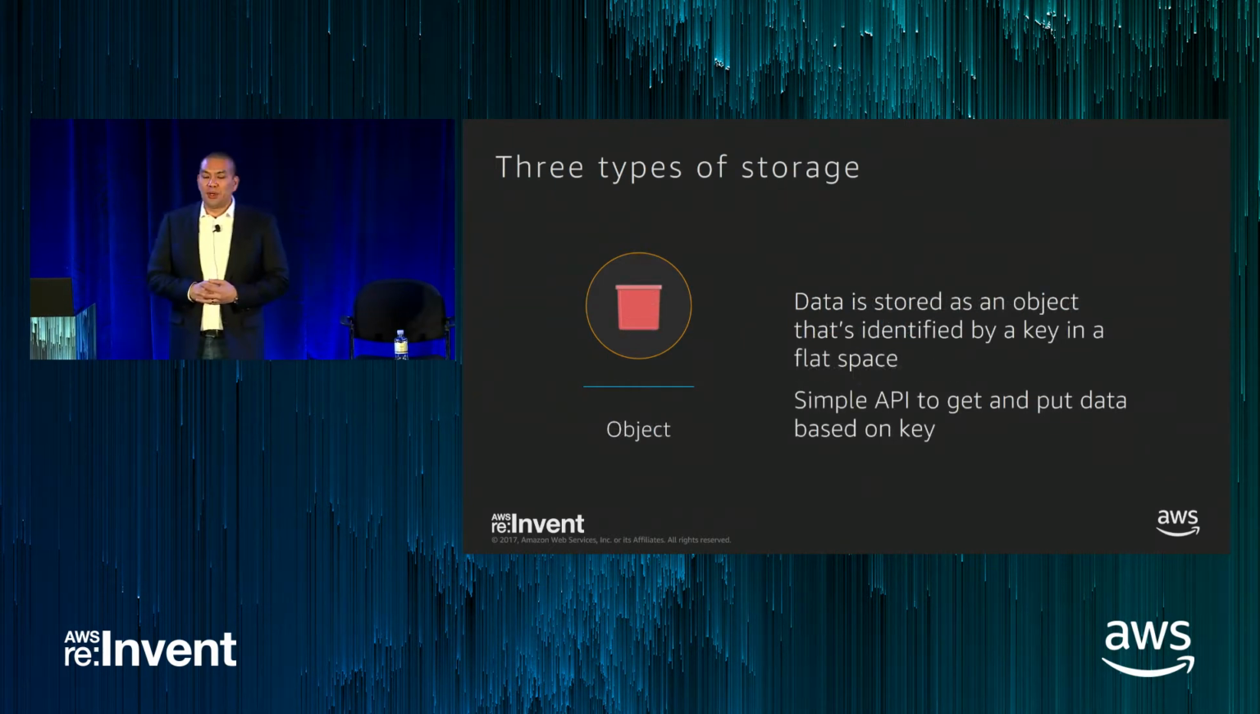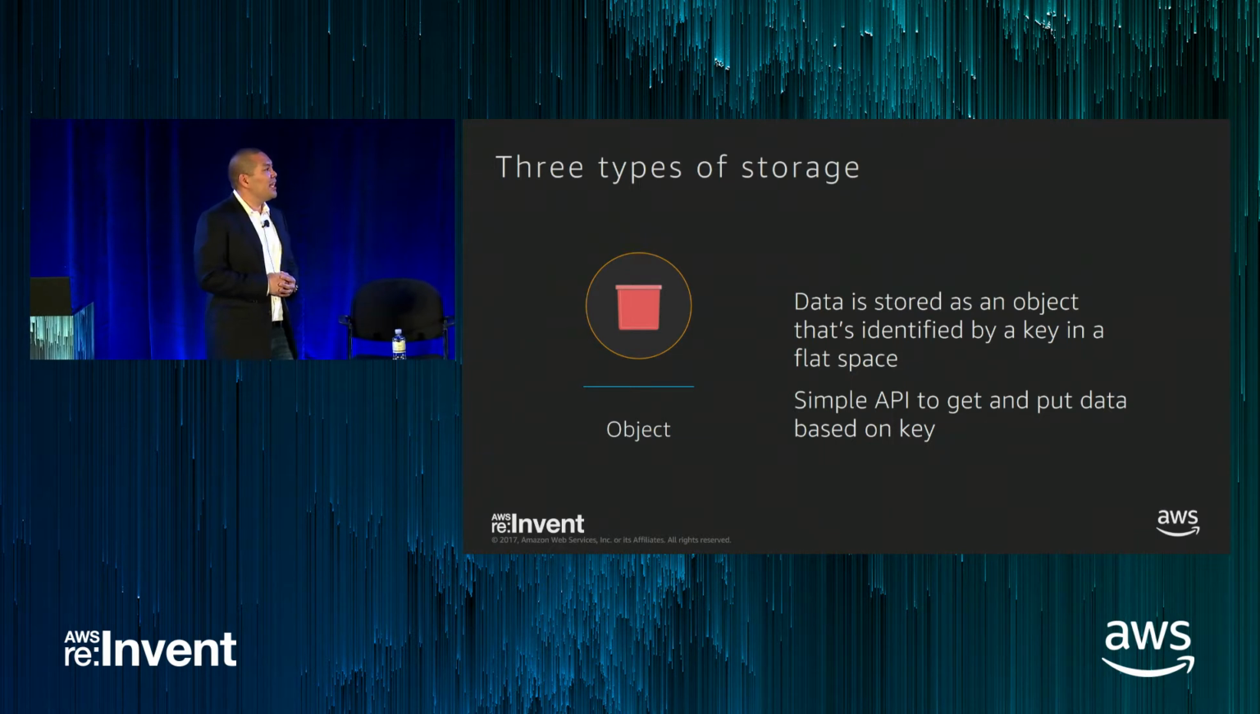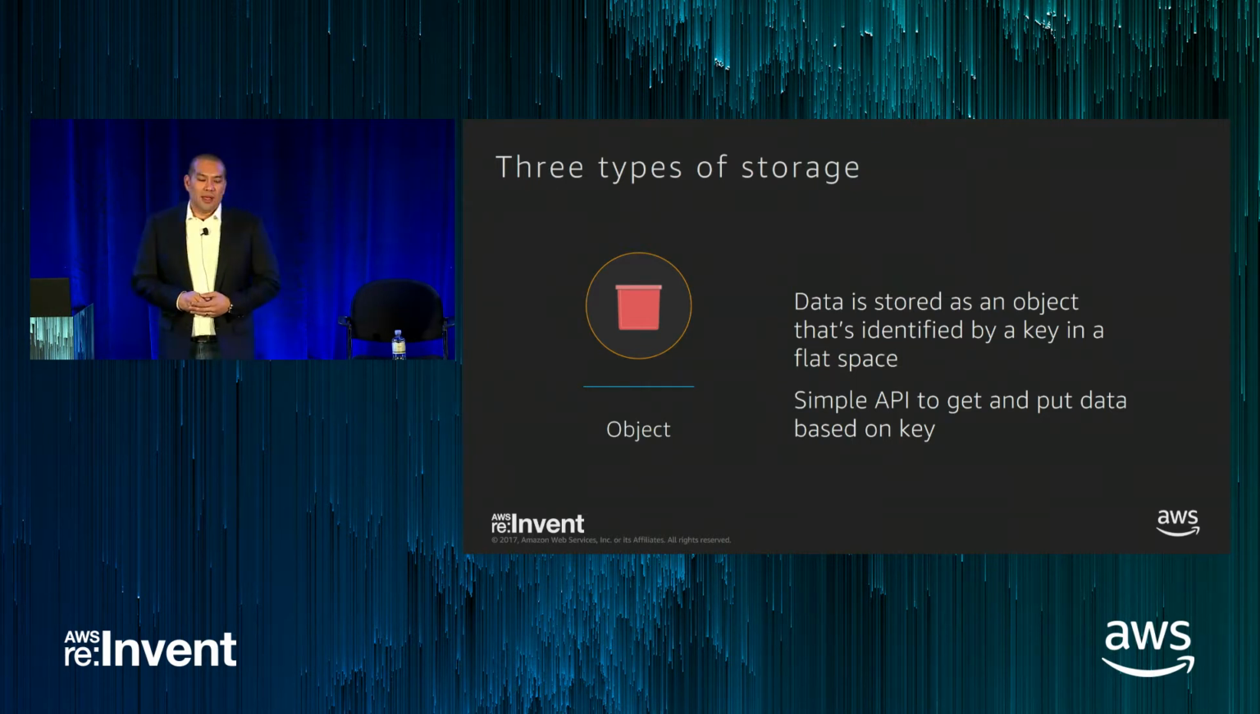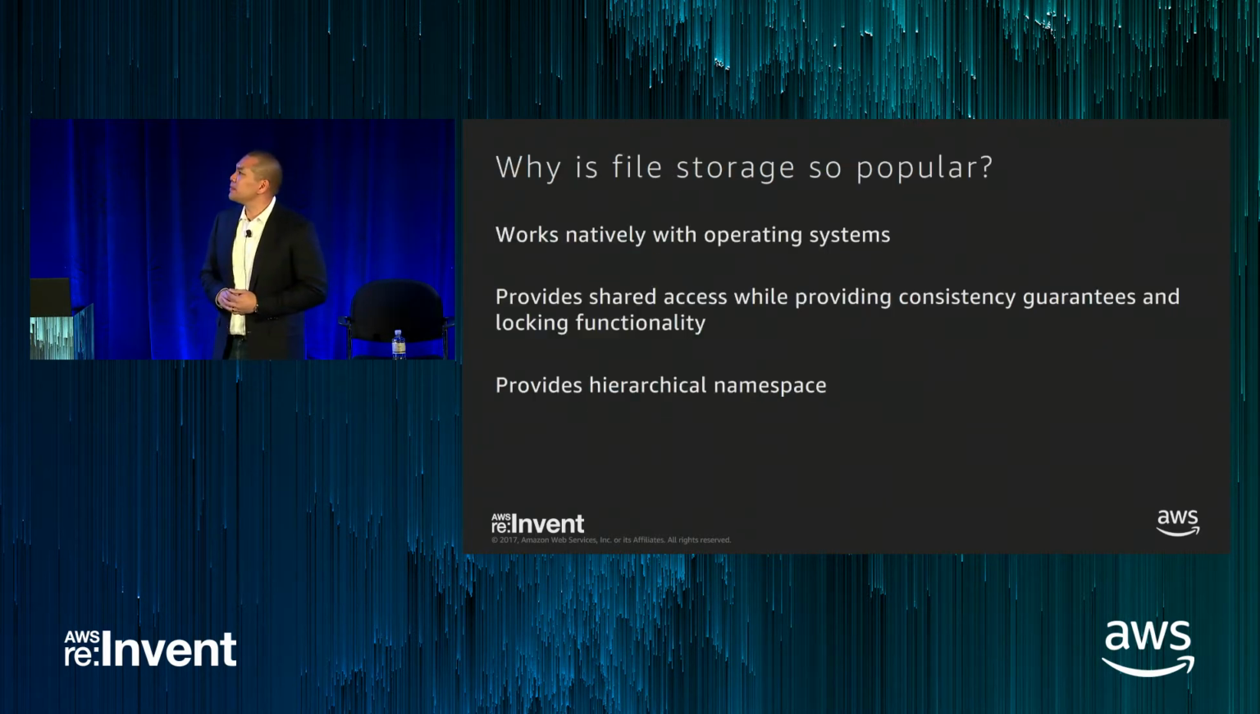Now with object storage, data is stored in a container called an object that is identified by a unique key. And all objects are stored in a flat space. In other words, it's not in a hierarchical structure. And it provides a simple API to get and put data based on key. And commonly, that API is called over the internet.